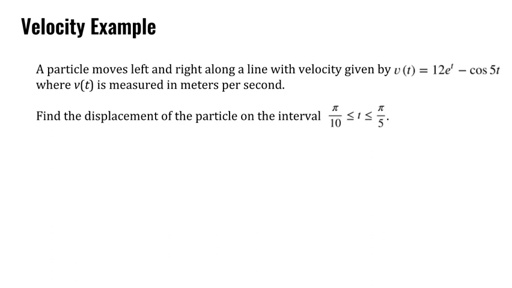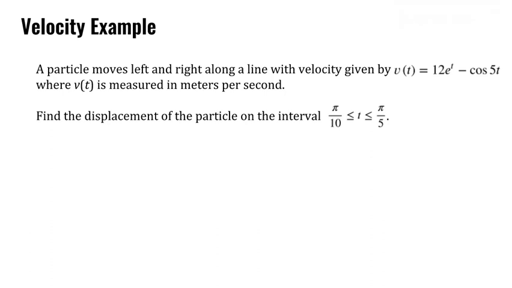Now let's take a look at a problem involving particle motion. Suppose a particle moves left and right with velocity given by v of t equals 12 e to the t minus cosine 5t, where v of t is measured in meters per second. And we are asked to find the displacement of the particle on the interval pi over 10 to pi over 5. Pause the video to think about how you will approach this problem.